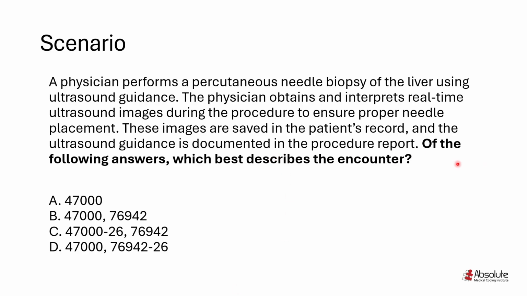Of the following answers, which best describes the encounter? A, 47000. B, 47000, 76942. C, 47000 with a 26 modifier, 76942. And D, 47000, 76942 with a 26 modifier. Now, if you look at our answers, we see this 26 modifier.